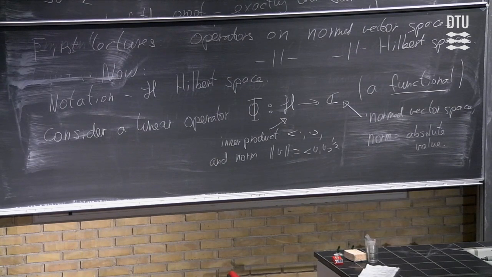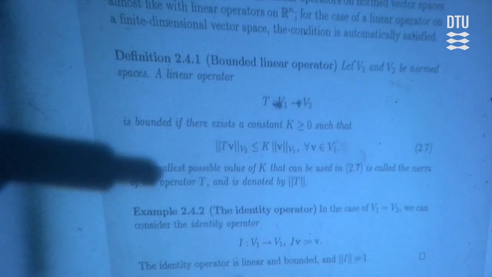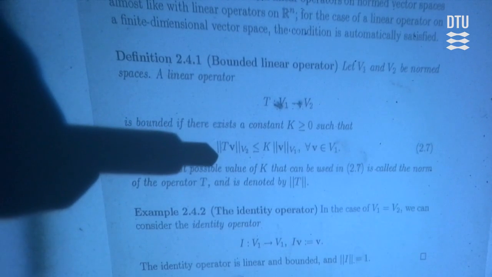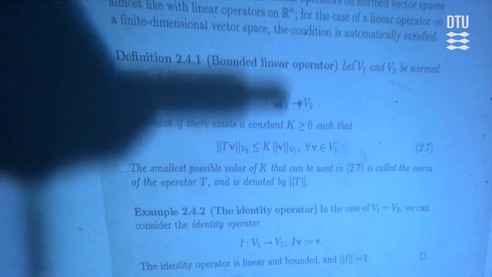So I think maybe it is easiest if you also look at the general definition of a bounded operator. So this is what we did last week. We considered a mapping T from any normed vector space V1 into another normed vector space V2, and then we say that this is bounded if there exists a positive constant K such that the norm of T of v is smaller than or equal to this constant K times the norm of v.